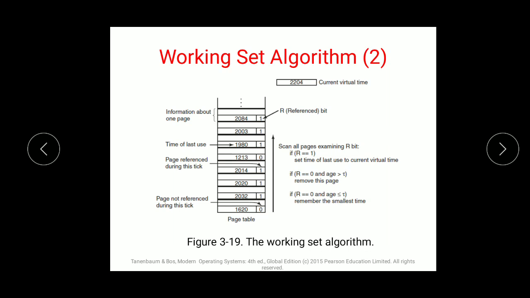The working set algorithm works like this: the time of last use, page referenced during this tick, page not referenced during this tick. All this information about one page is recorded, and the reference bit is also given beside that, so that the working set algorithm could work on the current instance of time.